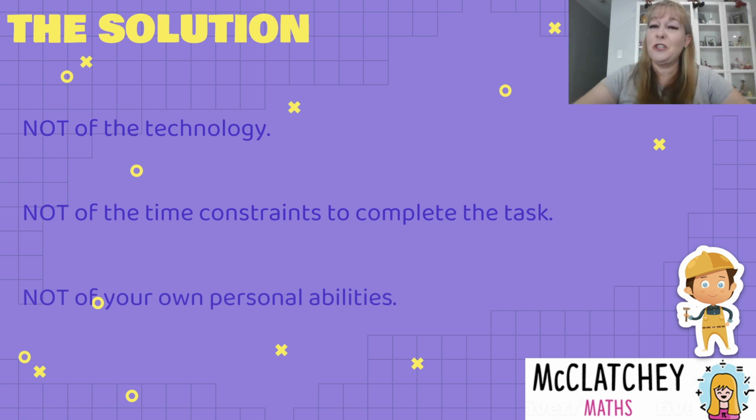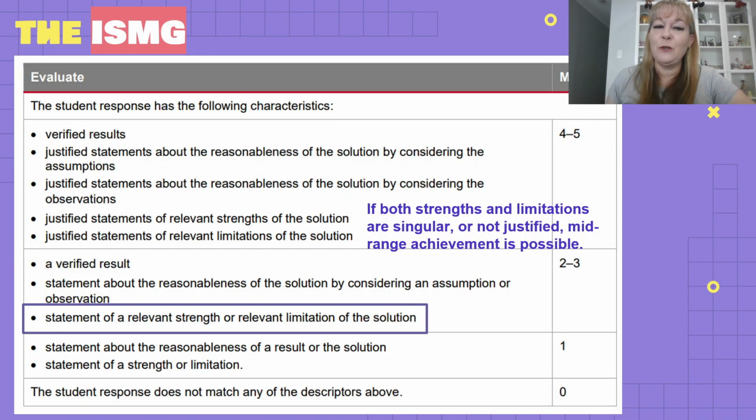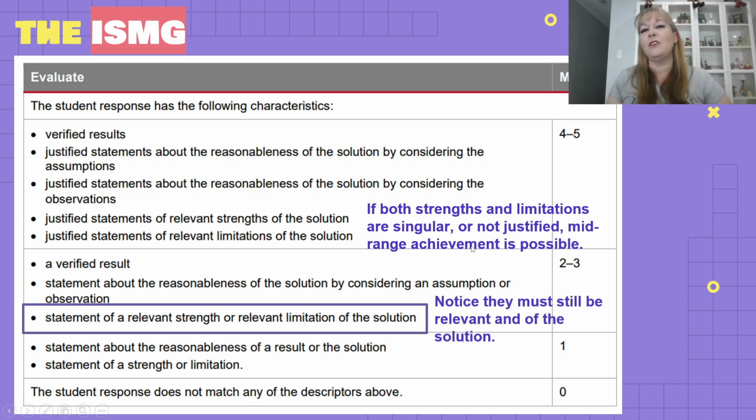I have seen students write things like, I'm not very good at using the calculator and I can't remember how to do it, and that was a limitation. That's not part of the solution. So if you are talking about these in a singular form or you didn't justify it, then only this range here is possible. So we want to make sure we do everything possible to get in that 4 to 5 range and guarantee us a good result.